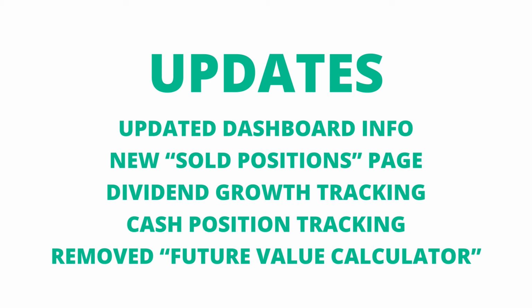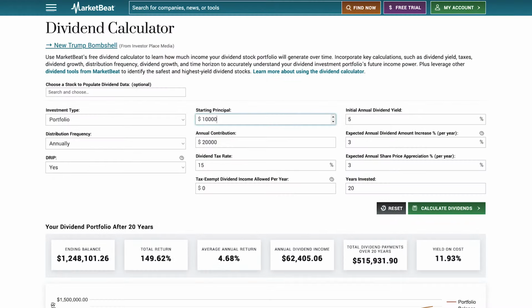I actually removed the future value calculator. Truth be told, I just didn't find it to be a very helpful feature. Overall, I think you're much better off tracking the future value of your portfolio using something like this here. This is the marketbeat.com dividend calculator, and it's a much better tool that does the same thing. Anyway, those are all of the updates that you'll find in this latest version of the spreadsheet.